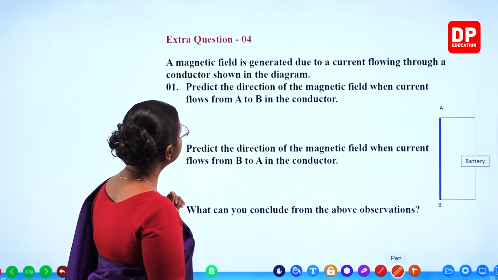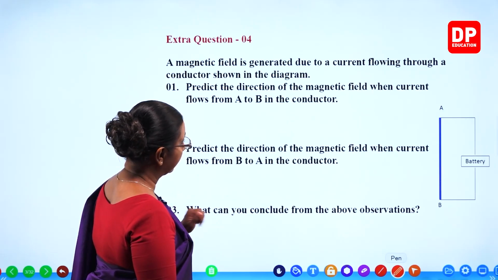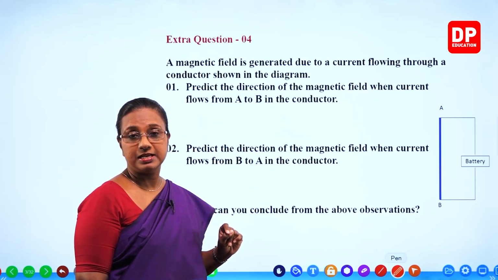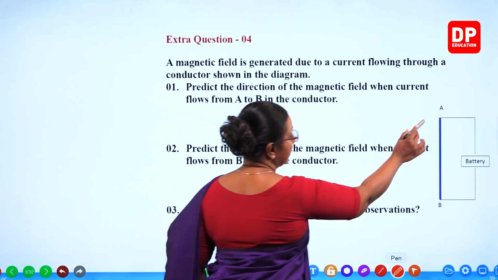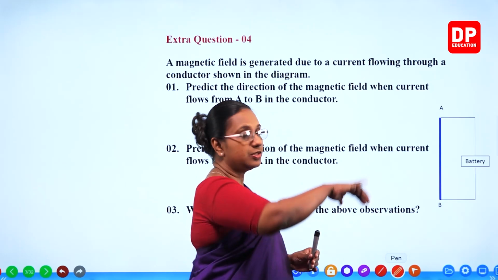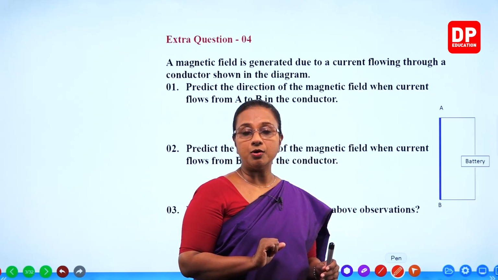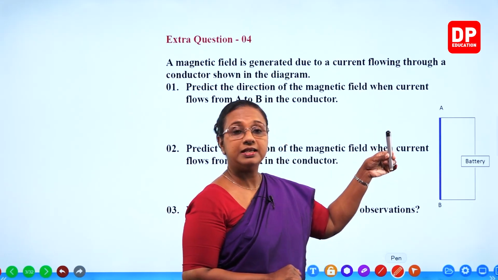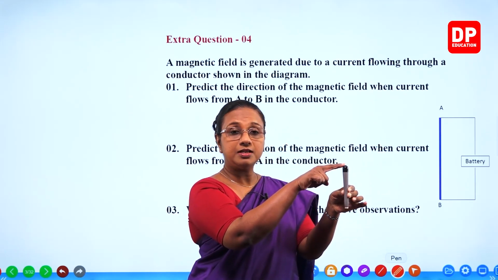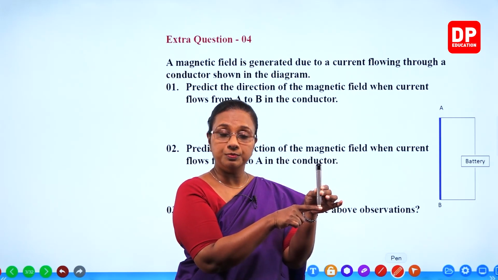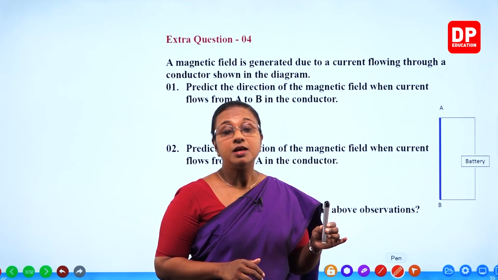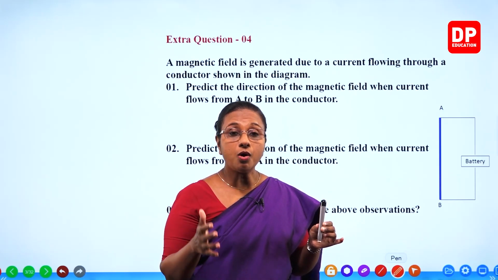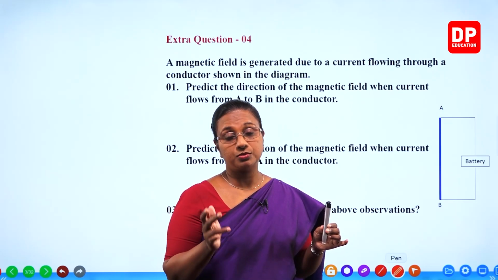First one, predict the direction of the magnetic field when current flows from A to B in the conductor. If it is A to B, that is going to be downwards. So how do you find it? If this is the conductor AB, the current is going to flow from A to B. Then what is the rule that we use? Either the right hand grip rule or the Maxwell corkscrew rule.